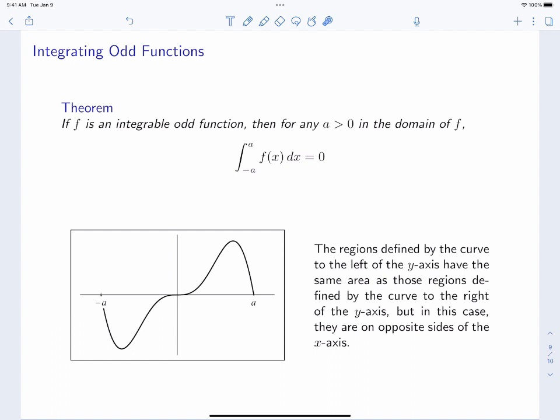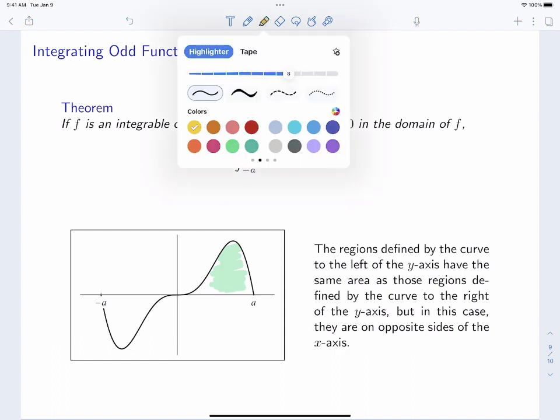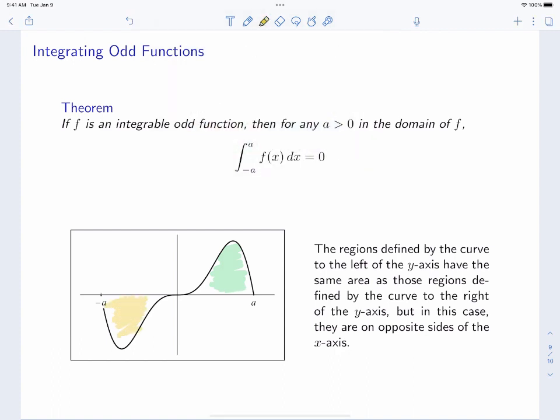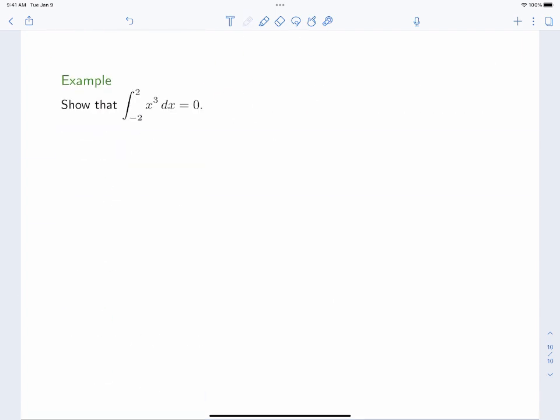Now, why is that true? Well, the regions defined by the curve to the left of the y-axis, again, they have the same area as those regions defined by the curve to the right of the y-axis, but now they're on opposite sides of the x-axis. So if you look at this image here, we have a region to the right, which is above the x-axis, and we also have a region to the left, but that's below the x-axis. So if you integrate from minus a to a, the regions on the left side are going to cancel out with the regions on the right side, because the areas are the same, but one is below the x-axis and the other is above. So one gives you positive area and the other gives you negative area, so to speak, and they cancel out. Well, let's verify that in an example.